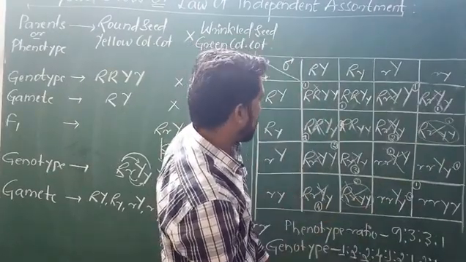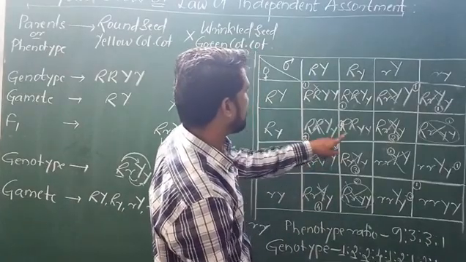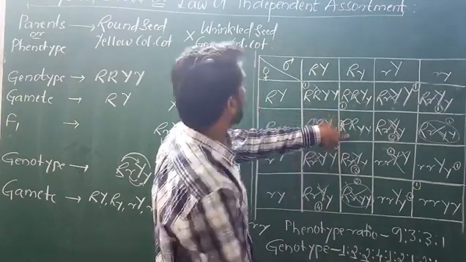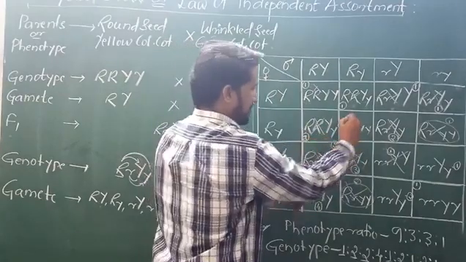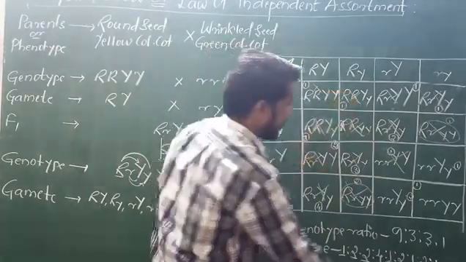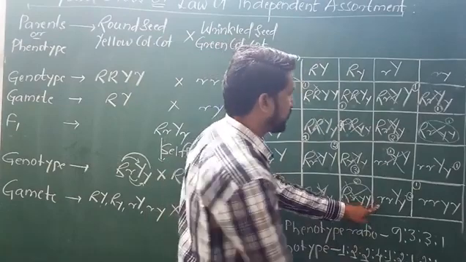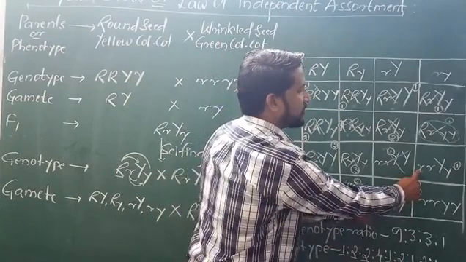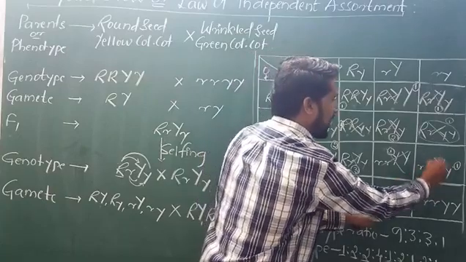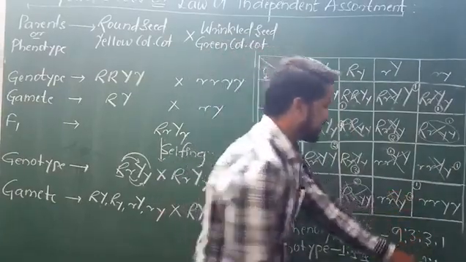Now the remaining 1. What is that 1 remaining here? Capital round with the green color cotyledon. Only 1 is there here. Right? That 1 is over. Now 2 remains. This is the 2. What is this? Wrinkled with the yellow color cotyledon. 1 and 2, wrinkled with yellow color cotyledon. And only 1 remains. That is this.